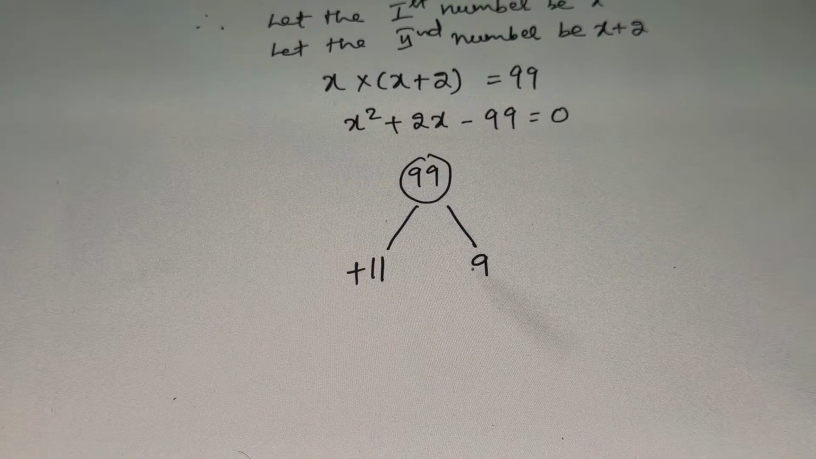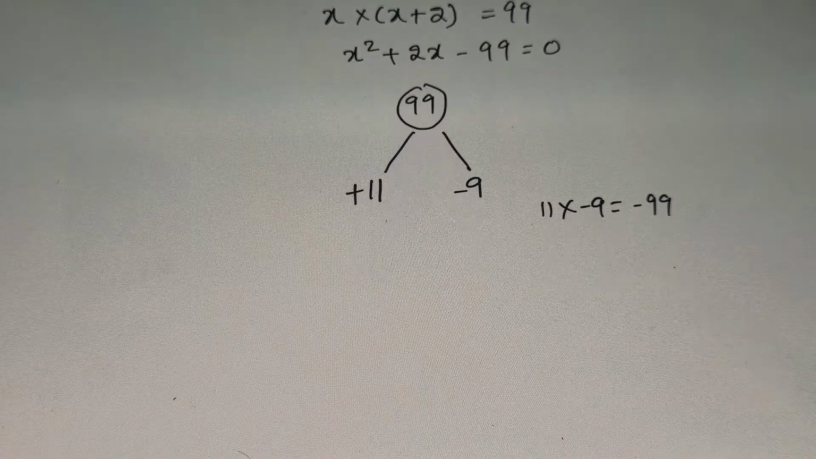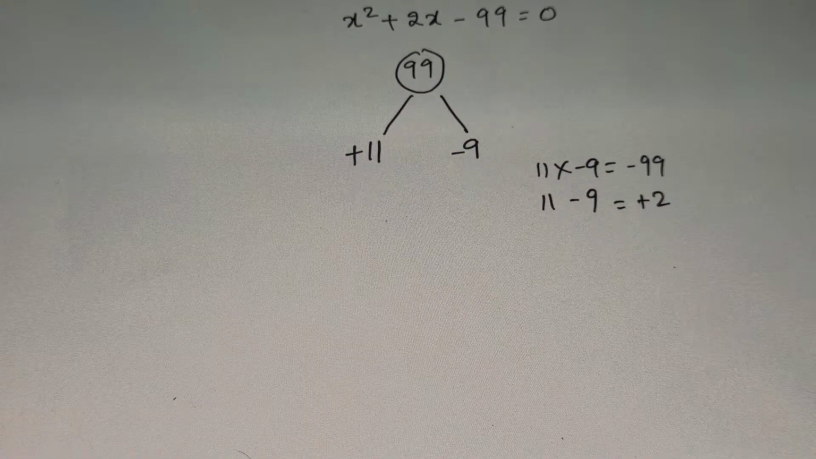So 11 nines are 99. Also, on addition and subtraction, you should get the middle term, that is 2x. So 11 you have to subtract 9. First you have to multiply 11 into minus 9, that is plus into minus, minus. 11 nines are 99. Now you have to add and subtract, 11 minus 9, that is plus 2, that is the middle term.